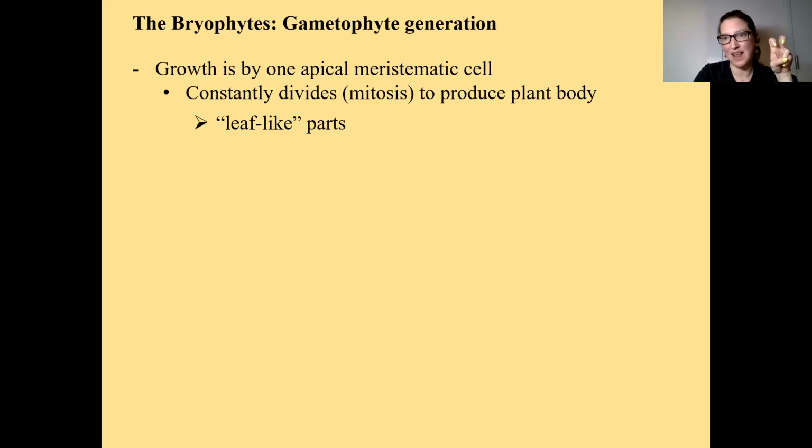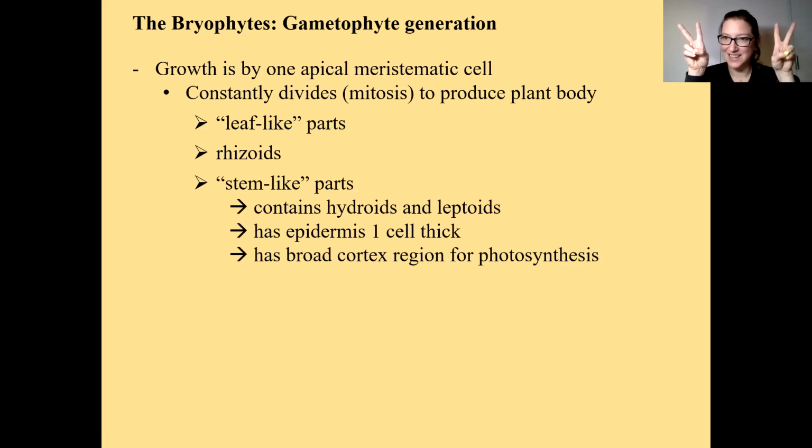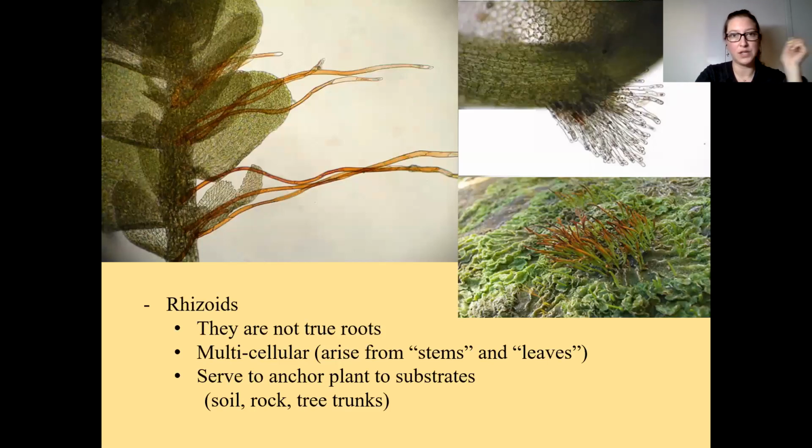So we say leaf-like, like the bryophytes have leaf-like parts that kind of look like leaves. They have these things, rhizoids, which we'll talk about in a few minutes. And then they have stem-like parts, because they're not real stems. The stem-like parts are where you have those cells that we just talked about, the hydroids and the leptoids. The stem-like parts also have an epidermis, just like we have an epidermis, a skin cell. And then another region that I don't care about you knowing right now. I want to get more into the plants themselves.